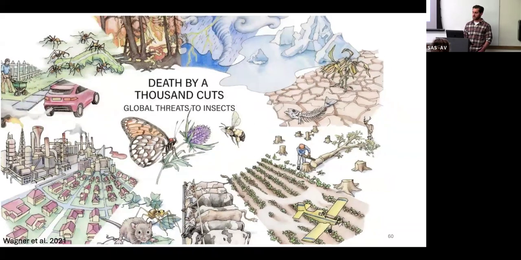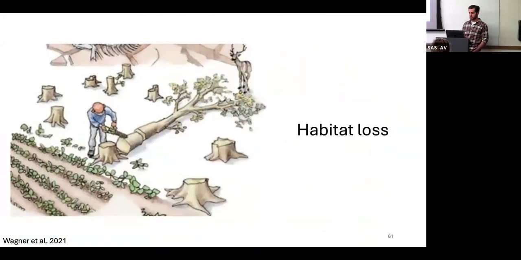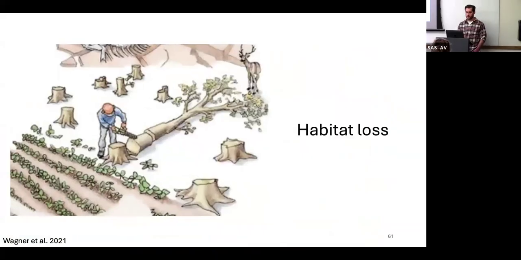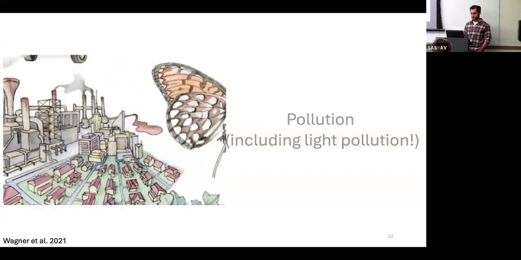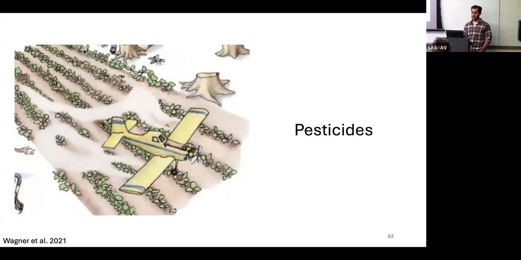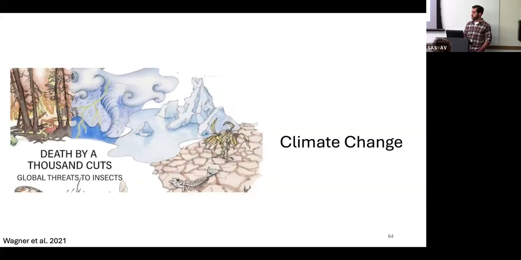And that includes everything from habitat loss, including mostly from agriculture, pollution, including light pollution, which is particularly bad for moths. We have pesticide use, especially in agriculture. And of course, we have the myriad effects of climate change, which is wreaking havoc not just on insects, but on species worldwide, including humans.